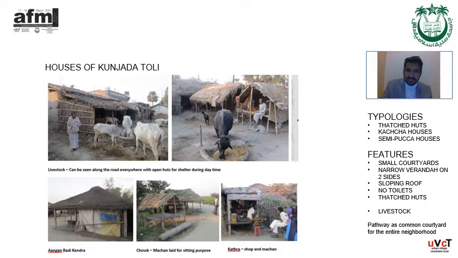Some of the houses are semi-pakka, and they have a very small common courtyard that is shared by more than one family. Most of the houses do not have toilets, and that is why open defecation is common here. The streets are narrow, and the whole settlement, or mohalla, is very high density.